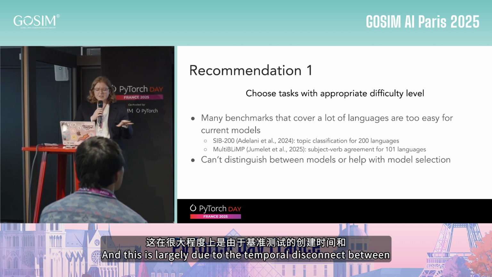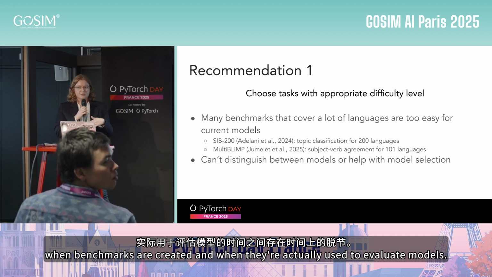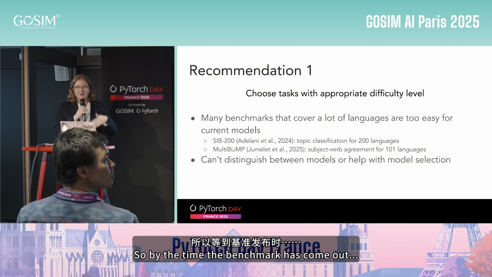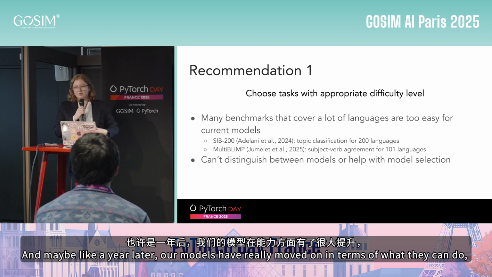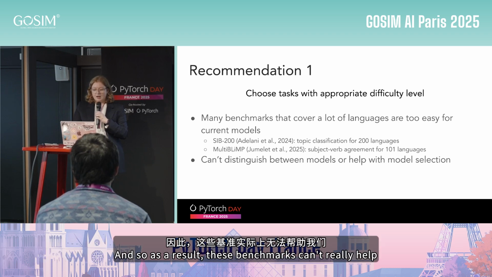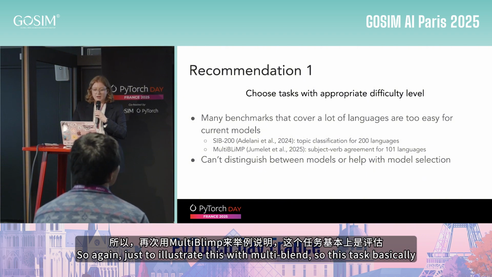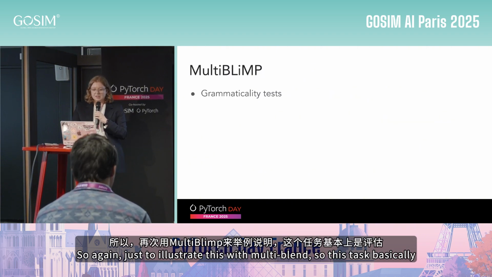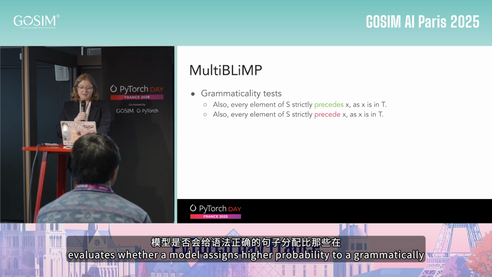And this is largely due to the temporal disconnect between when benchmarks are created and when they're actually used to evaluate models. By the time a benchmark has come out, and maybe a year later, our models have really moved on in terms of what they can do, but we're still using the same benchmarks, especially for languages other than English. As a result, these benchmarks can't really help us distinguish between two models or help us with model selection.